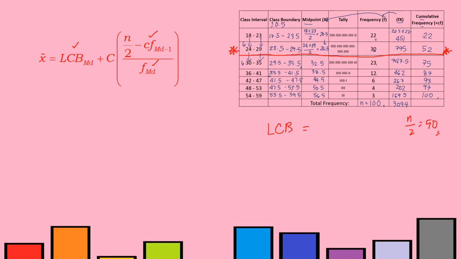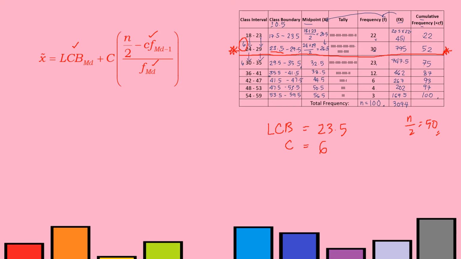Okay? So, when we say lower class boundary, if this is the median class, eto siya, yung 23.5. Because that is the lower class boundary of this median class. Our C is the interval, the pagitan ng mga interval. So, we have 6. The n divided by 2 is 50.